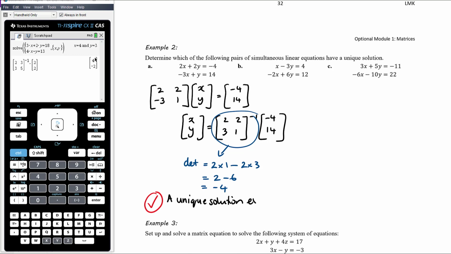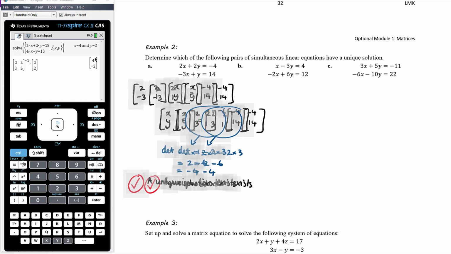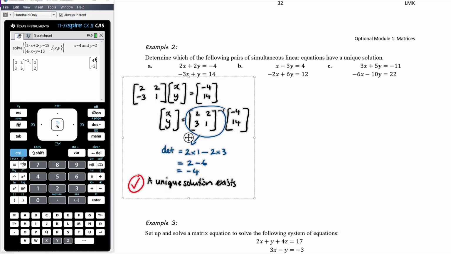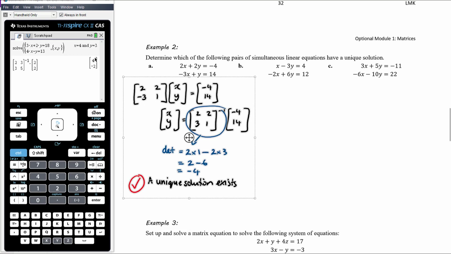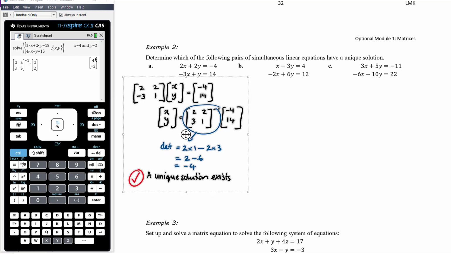So we really just need to think about the determinant. In this instance, the determinant is non-zero, and so therefore there will be an inverse matrix, and so therefore we will actually be able to work out what this answer is here. The unique solution is whatever we get when we do that multiplication. Okay, so we really just need to focus on the determinant of the matrix of coefficients.